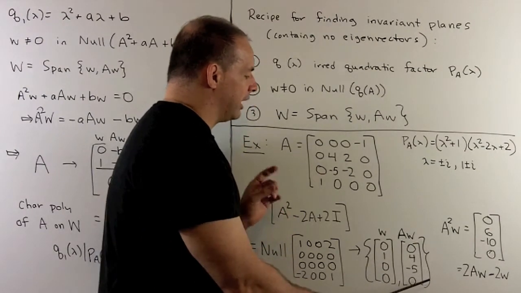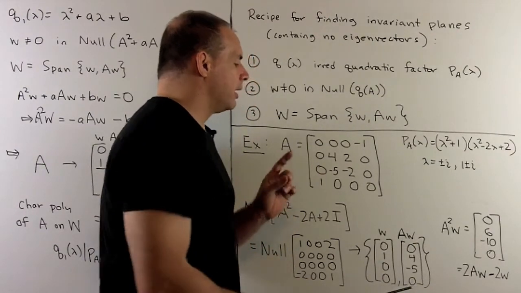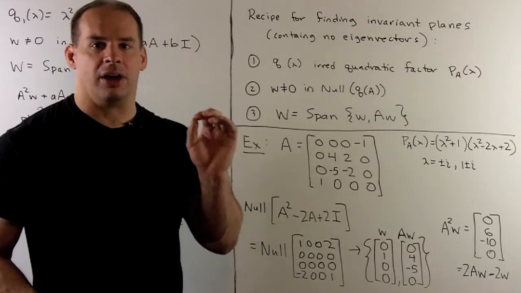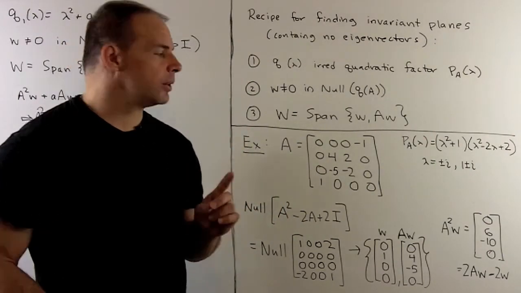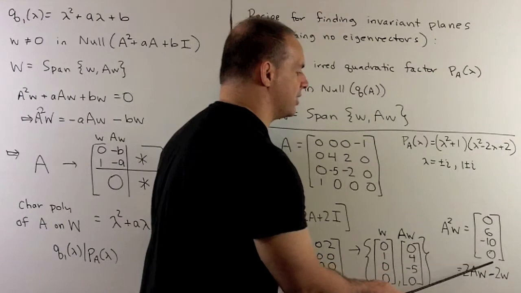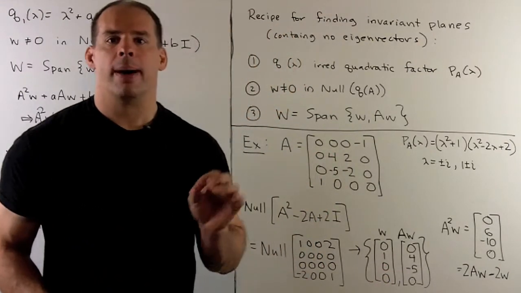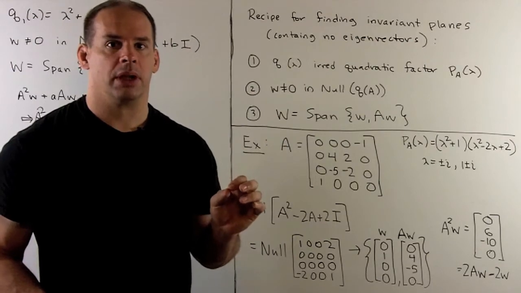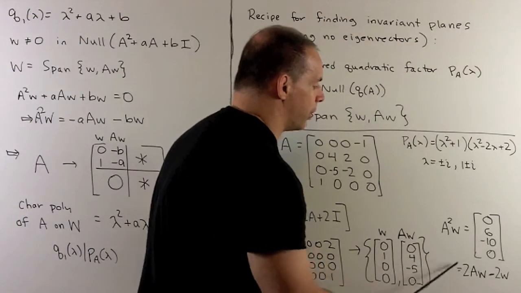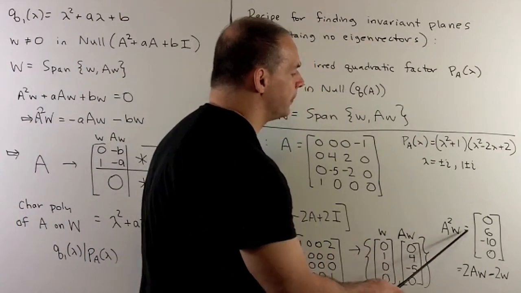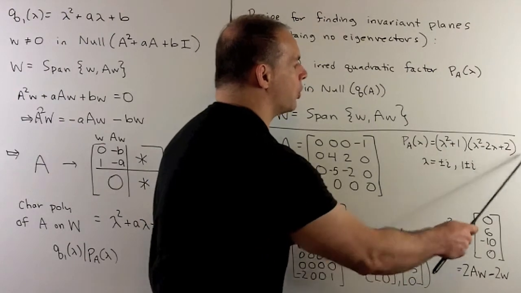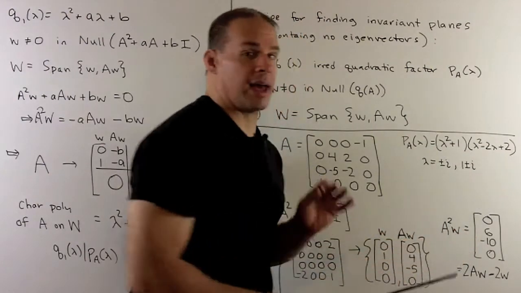This set is linearly independent. Now, if I apply A to AW, I get A squared W, which is equal to 0, 6, minus 10, 0. We verified that's equal to 2AW minus 2W. So if I push these terms over to the left side, we note our irreducible quadratic reappears, as expected.